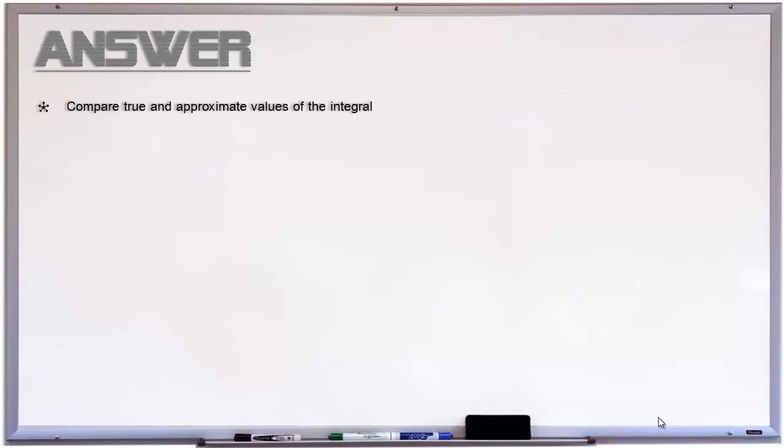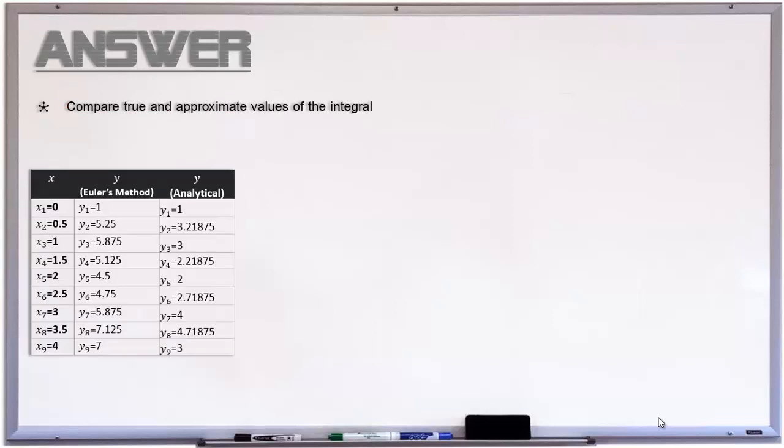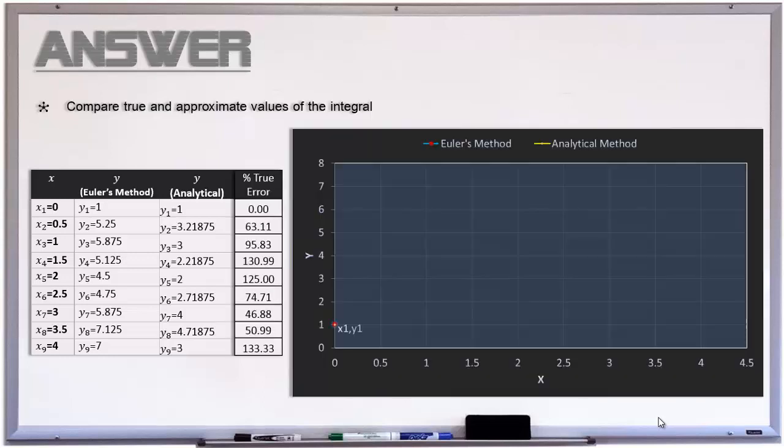So for the requirement of the problem, we need to compare the true and the approximate values of the integral. And for this, we will substitute with the values of x we have into the analytical solution and compare it with the ones we get from Euler's method. And in addition, we will calculate the percentage true error.